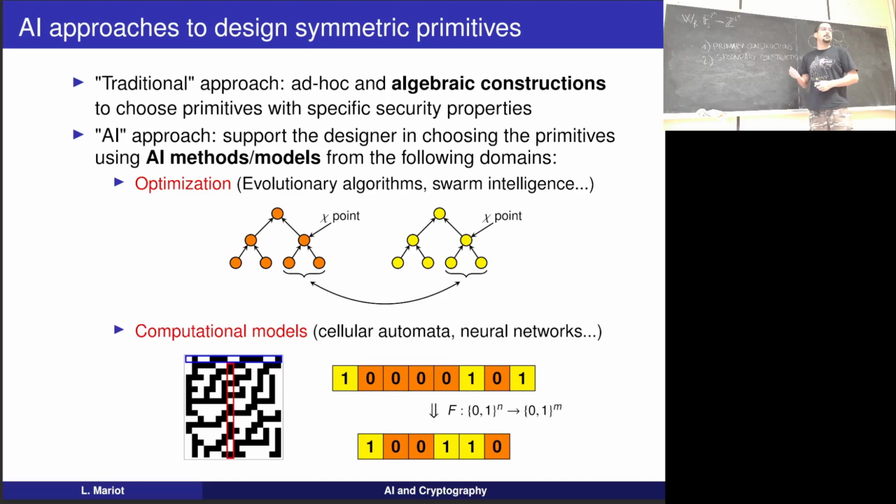So in particular, evolutionary algorithms, swarm intelligence, simulated annealing, these kinds of algorithms. Like, for example, here you see genetic programming. And also computational models that are studied in the realm of artificial intelligence, in particular cellular automata. Also neural networks, although to be honest, they have been used in the past for these kinds of things, but they turned out not to be that nice. So they just scrapped it.